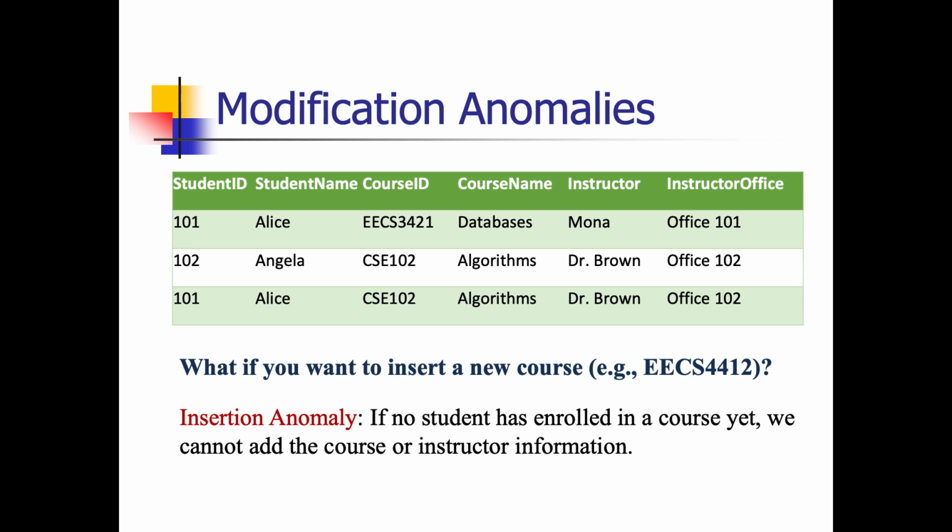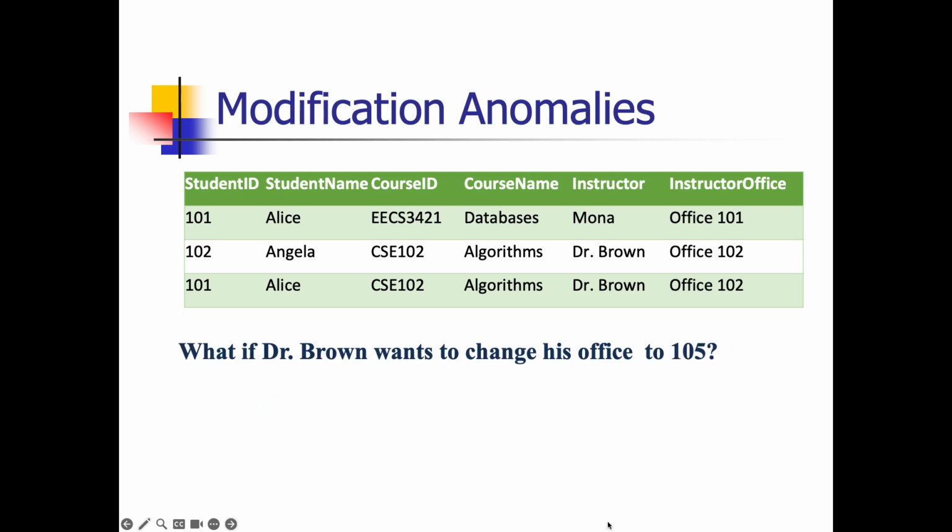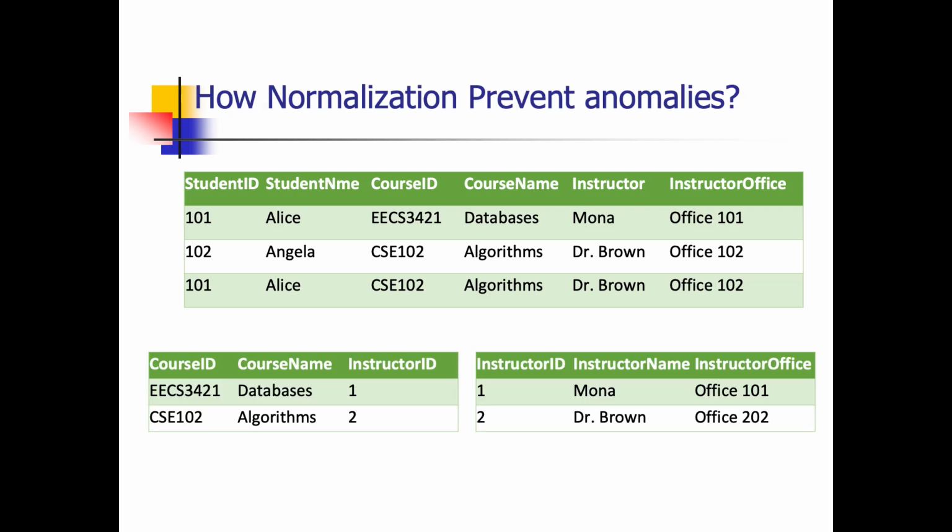So here are the anomalies that we already discussed: insertion, update, and delete anomalies. So here are the examples that I mentioned. And so how to prevent these anomalies? We use normalization. How does normalization help us doing that? How does normalization help us prevent these anomalies? Like anyone else?